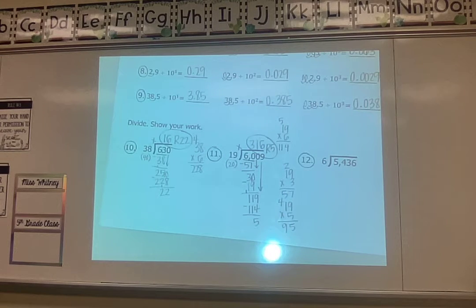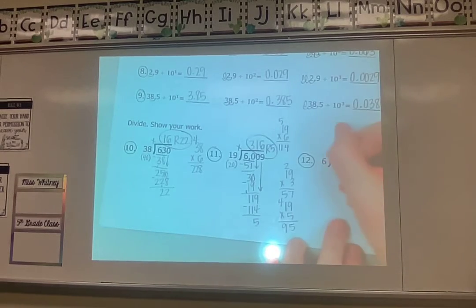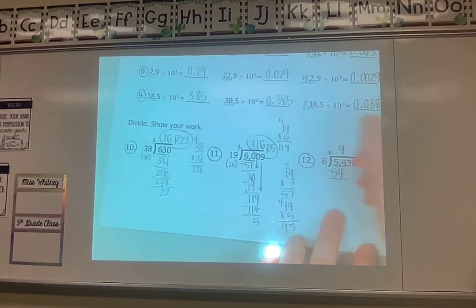Alrighty, number 12. This one should be a little bit quicker and easier because it's just 1 digit, no decimals involved. So 6 into 54 would be 9. 6 times 9 is 54. So swipe, that would give me 0. Bring down that 3. 6 into 3 would be 0. Remember, don't freak out, it's just like any other number.